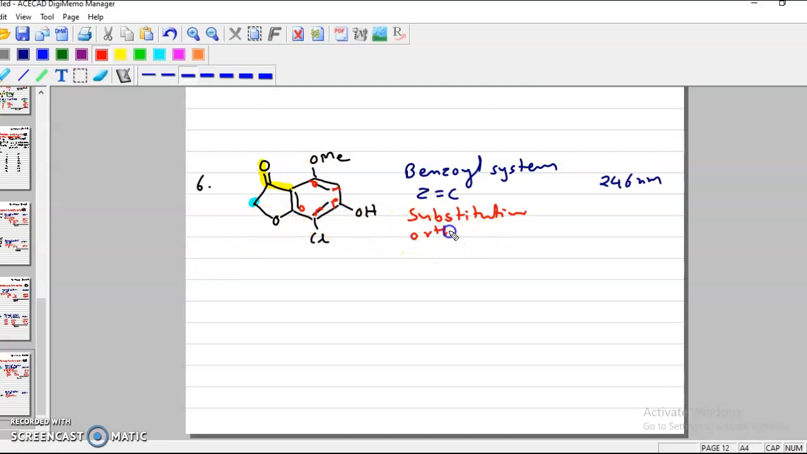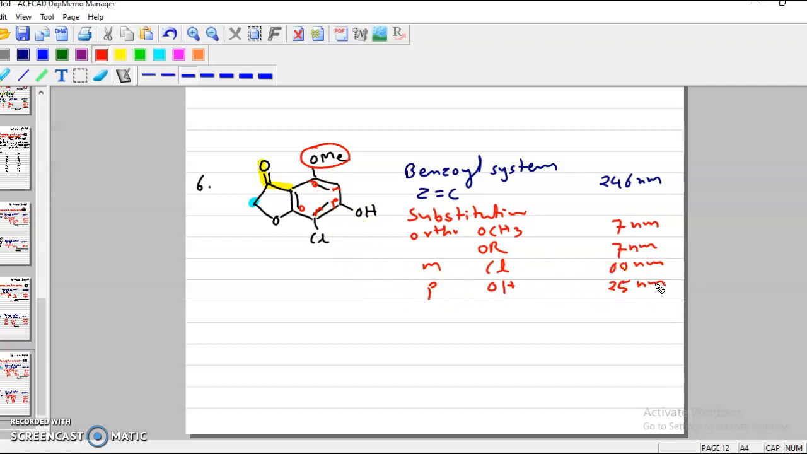At ortho position, we have OCH3 group, or OMe means OCH3 group, OR, so for that we will add 7 nanometer. Well, one more is present over here at ortho position. This is O and then C, so again it is OR group at ortho position. So for that also we will add 7 nanometer. Next is meta. At meta position there is only one chlorine, and when chlorine is present at meta, 0 nanometer for this one. Next is para. At para we have OH group, and therefore we will add 25 nanometer for this one.